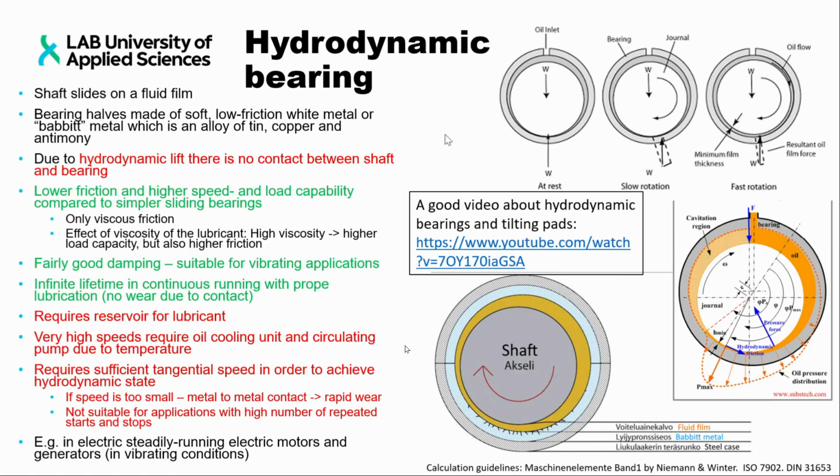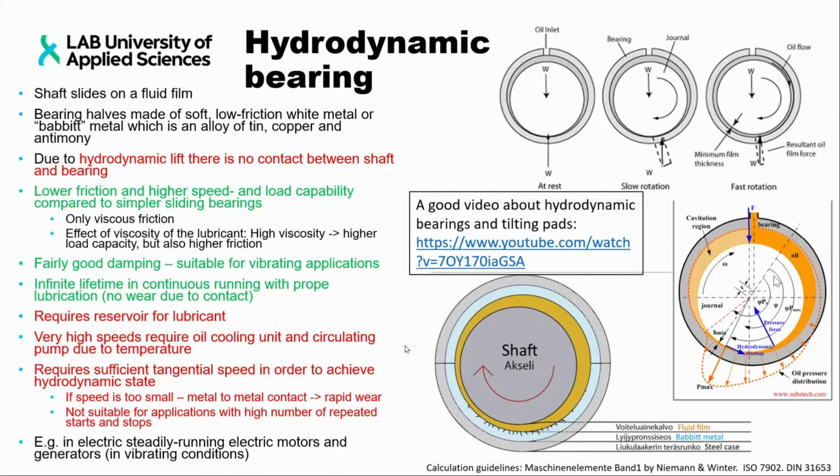And also, because speed is creating the friction, if you increase the speed a lot, it will increase the friction quite a lot, and therefore the temperature of the oil will increase. And therefore, if you're running higher speeds, it will require oil cooling, which then requires a separate unit for cooling the oil, and also a circulating pump to circulate the oil from the bearing to the cooling unit.